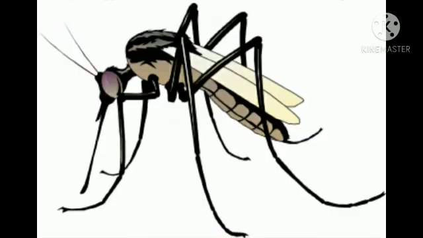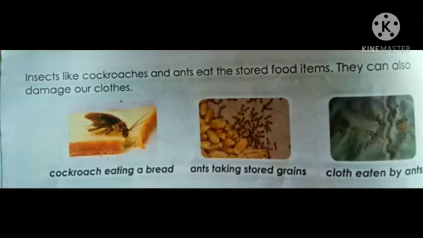Some insects like flies, mosquitoes, and bedbugs are harmful to us. They carry germs. When they bite us, these germs enter our body and make us sick. Insects like cockroaches and ants eat the stored food items. They can also damage our clothes.